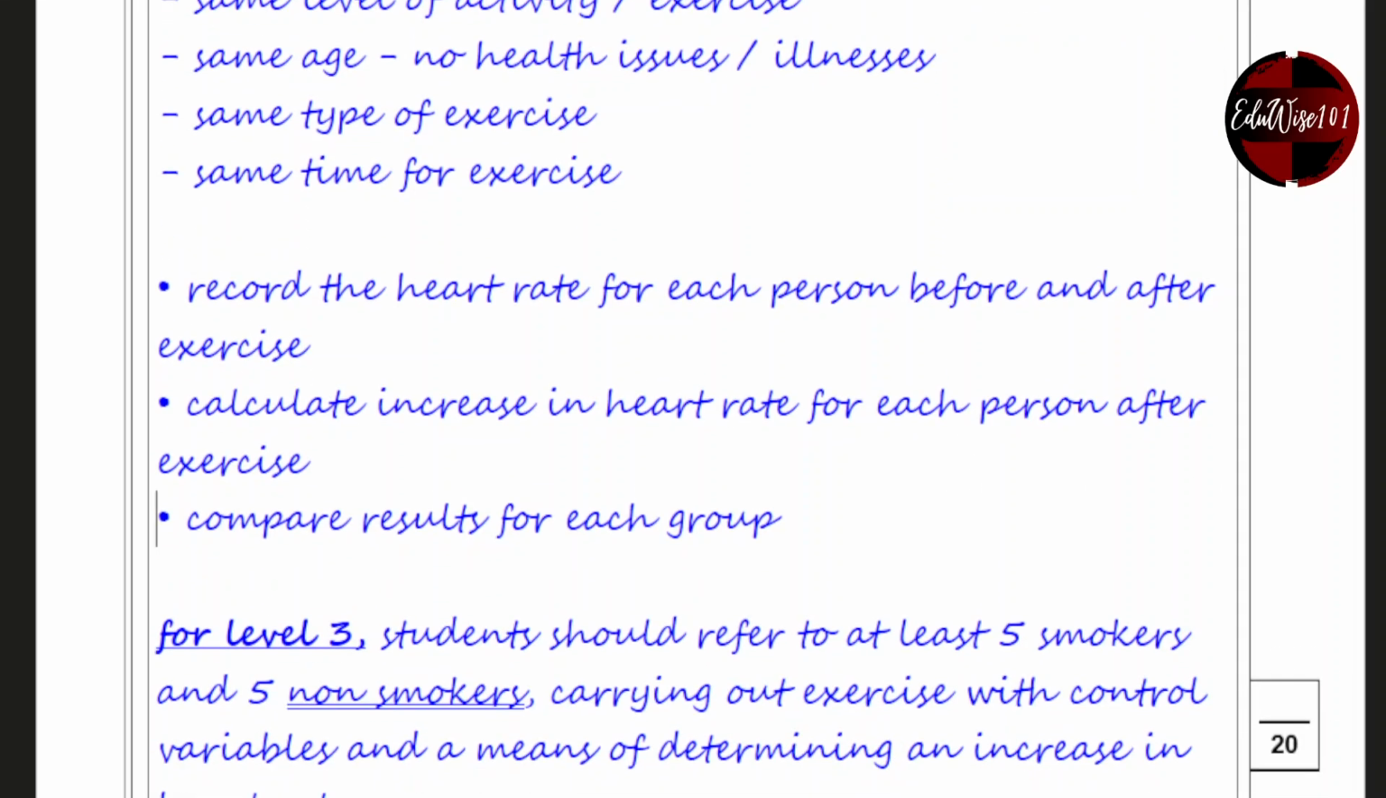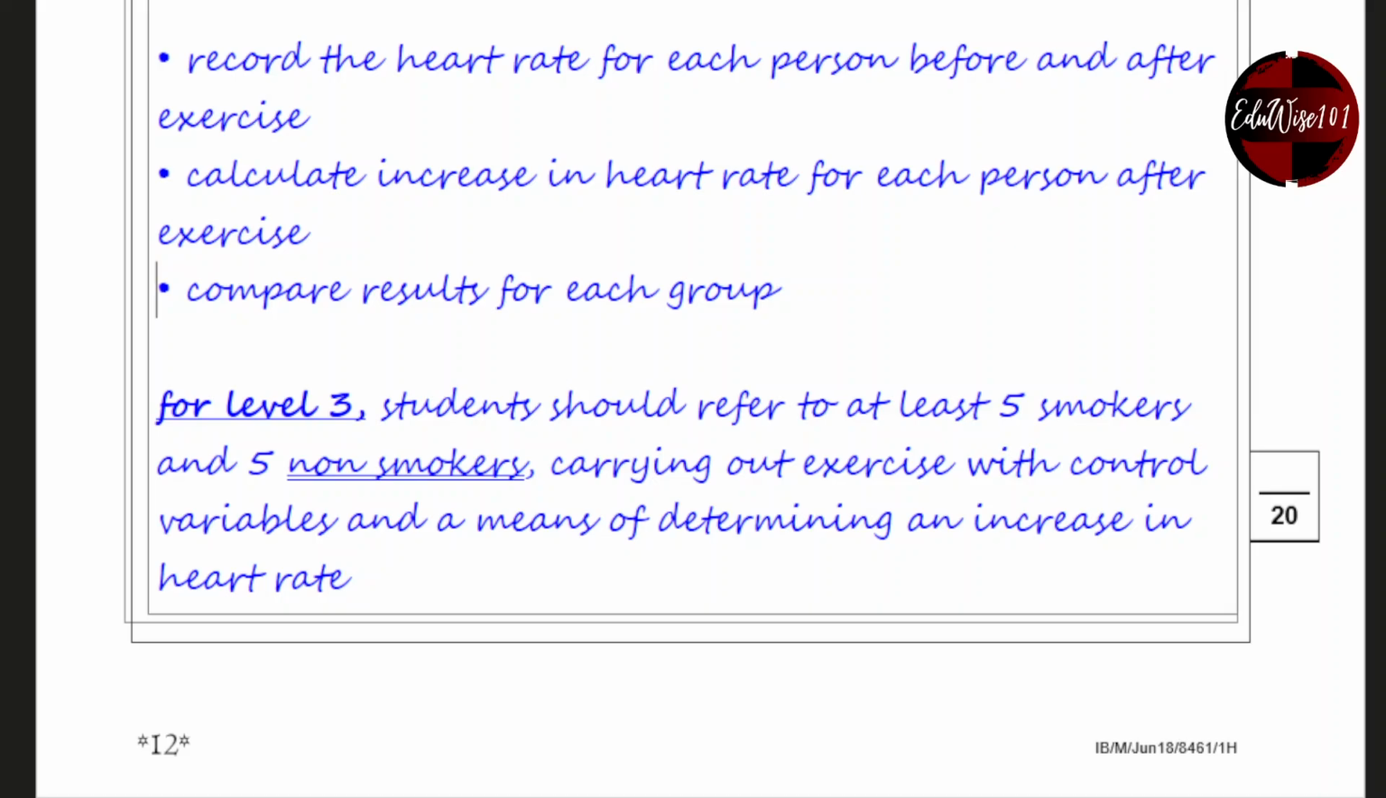Now, for level 3, which is the 6 marks, you need to make sure that you refer to at least 5 smokers and 5 non-smokers. That's why the group number is important. And you're carrying out the exercise with control variables, and you can't mention just one control variable here, and a means of determining an increase in heart rate. So you're basically saying, I'm going to measure the heart rate before and after and find the difference. That brings us to the end of question number 2, and I will see you in question number 3.